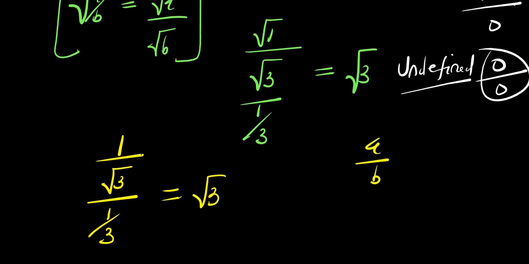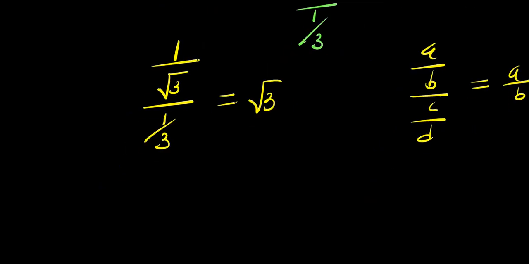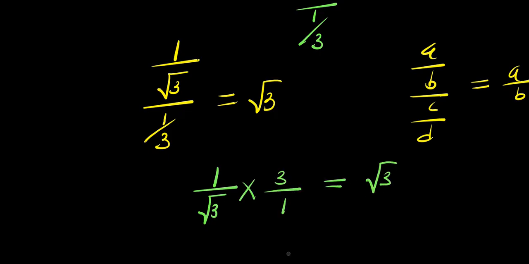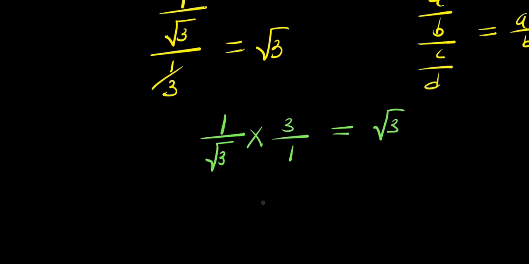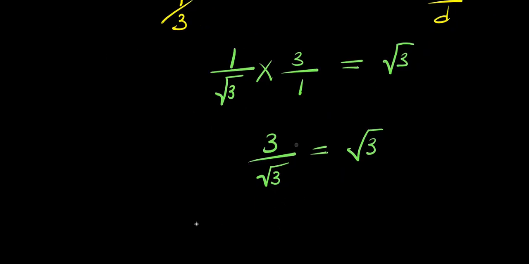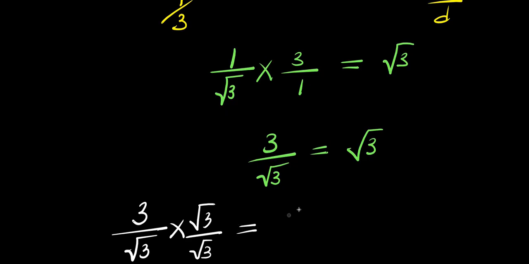If you have a divided by b divided by c divided by d, it equals a divided by b times d divided by c. So from here, I will simply have 1 divided by root 3 times 3 divided by 1 equals root 3. 3 times 1 is 3 divided by root 3 equals root 3. So from here, you can easily have 3 divided by root 3 times root 3 divided by root 3 equals root 3.